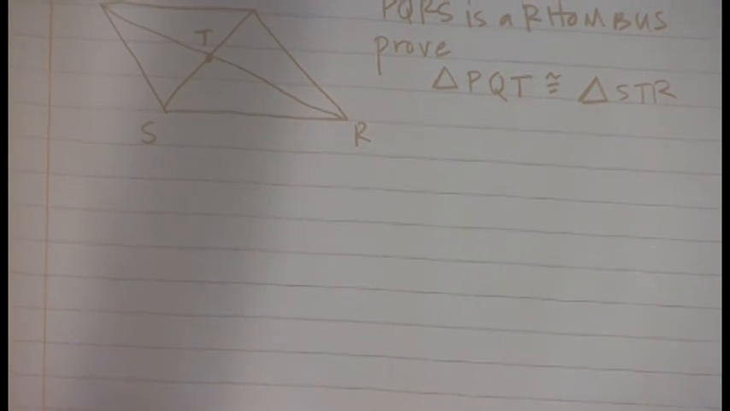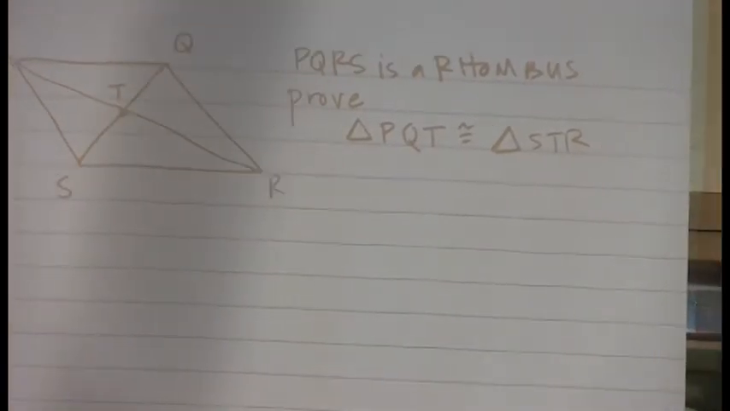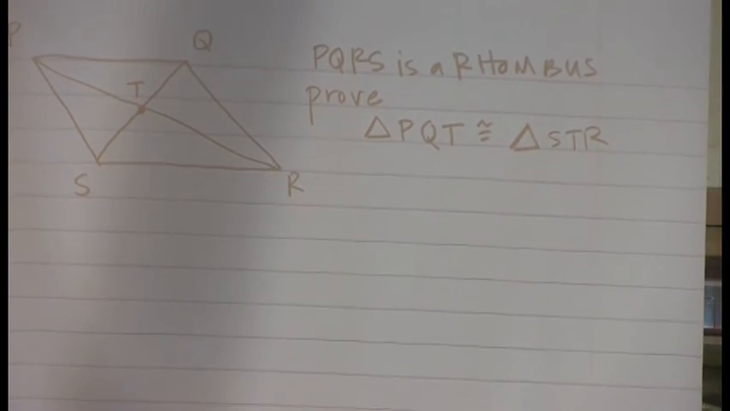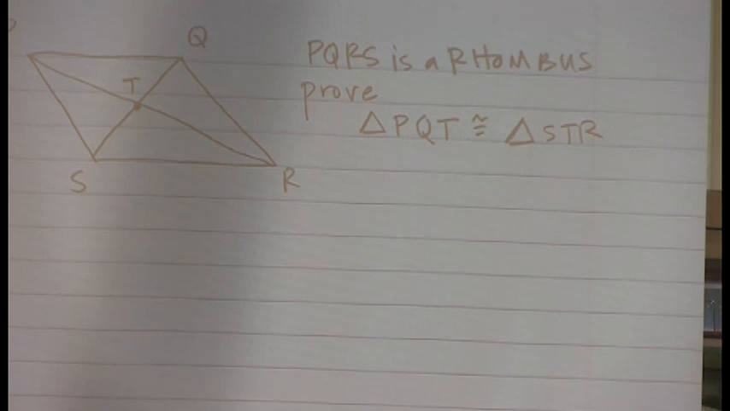Okay, last one together. Here we go. PQRS is a rhombus. Prove that triangle PQT is congruent to triangle STR.